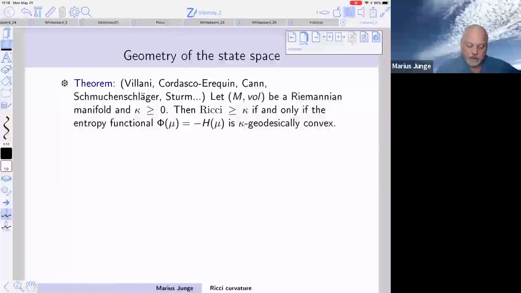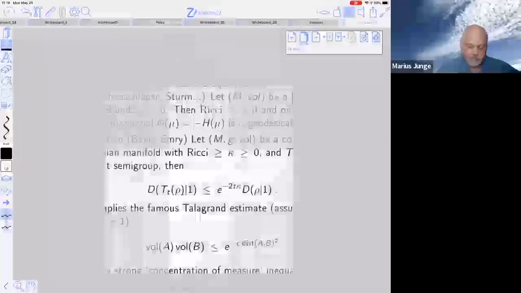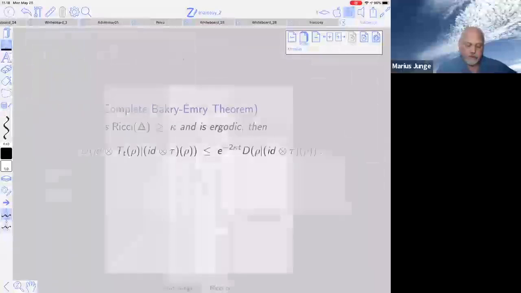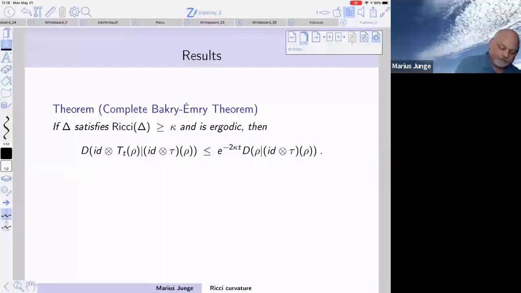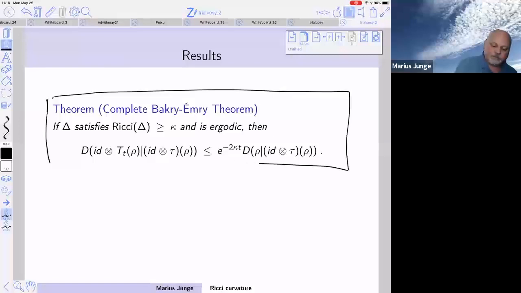So let me state the main results. Right, here it is. So this is our main result. It is a complete version of a theorem by Bakry and Émery. And what we prove is that if we have a lower bound on the Ricci curvature, then we also have this decay estimate for the entropy with the factor e to the minus 2 kappa tau. So Ricci curvature bounded below implies that entropy decays. And the Bakry-Émery theorem, the classical one, proved exactly that before.